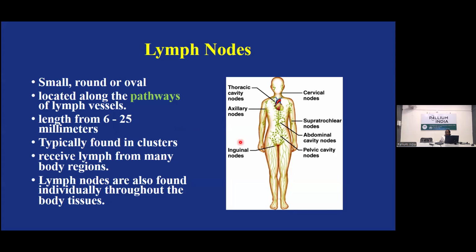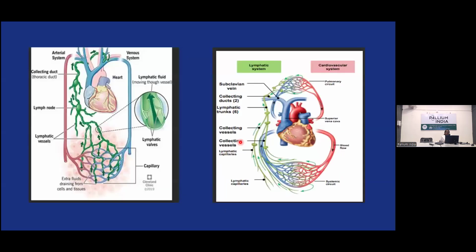They look like small round or oval shapes located along the pathways of lymphatic vessels. The approximate length is 6 to 25 millimeters, typically found in clusters. The main function of a lymph node is to receive lymph from many body regions. Lymph nodes are also found individually throughout the body tissue. The major function of a lymph node is to filter out harmful substances from the lymphatic fluid.